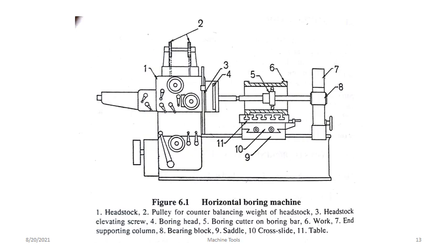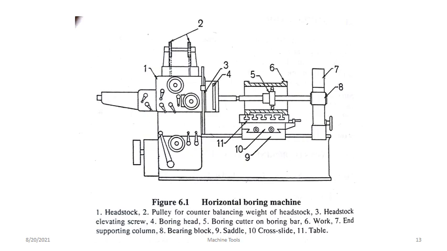Third point is a headstock and elevating screw. And fourth one is a boring head, and fifth one is a boring cutter. This one is a boring cutter on boring bar. Sixth one is a work. Seventh one is an end supporting column. This one, end supporting column.